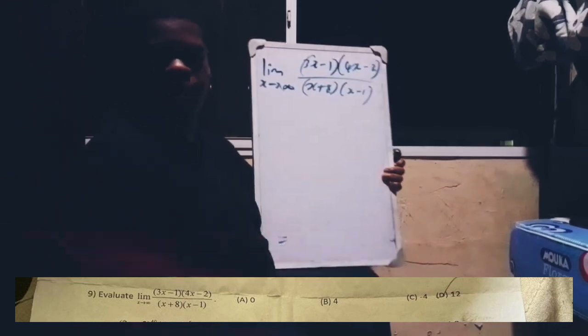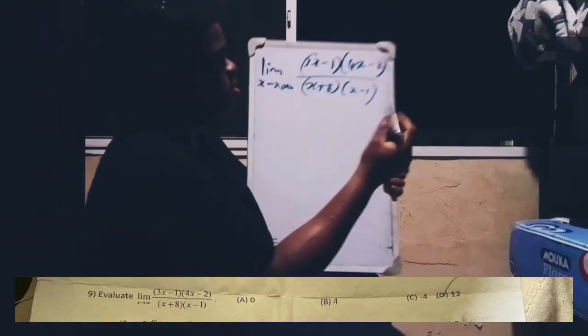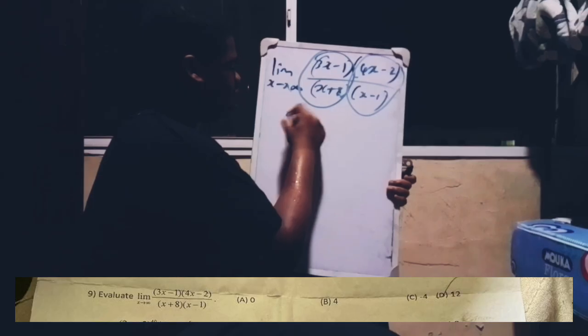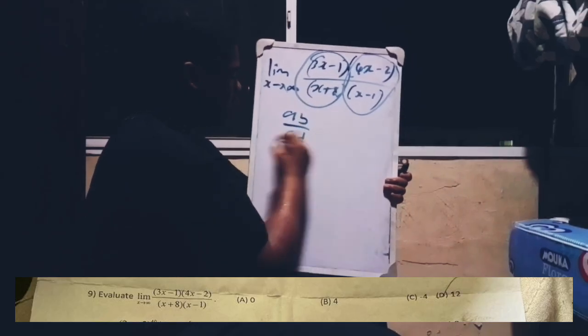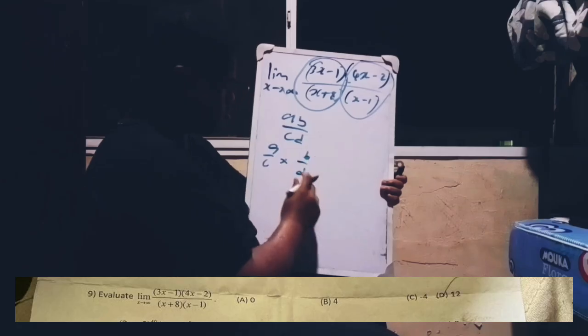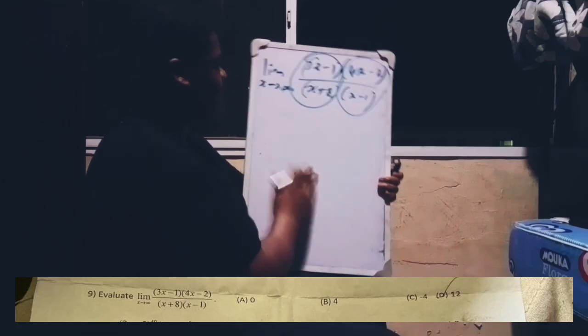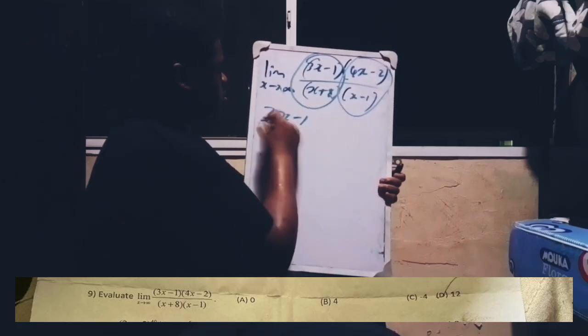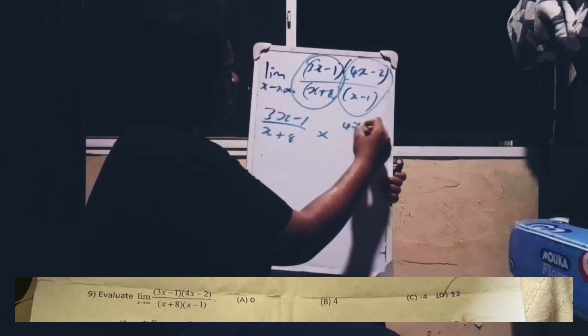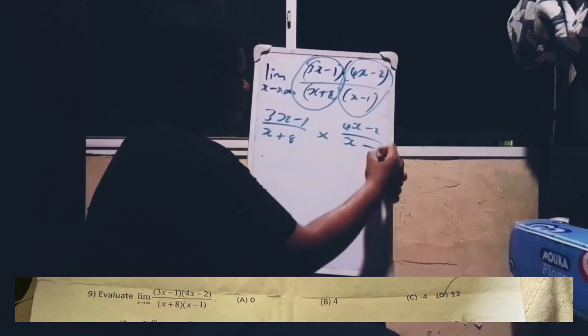The method I used when I was solving relies on separating this. Since we have AB divided by CD, I just carry A divided by C, multiply with B divided by D. Good. So we have (3x minus 1) divided by (x plus 8), multiplied with (4x minus 2) divided by (x minus 1).